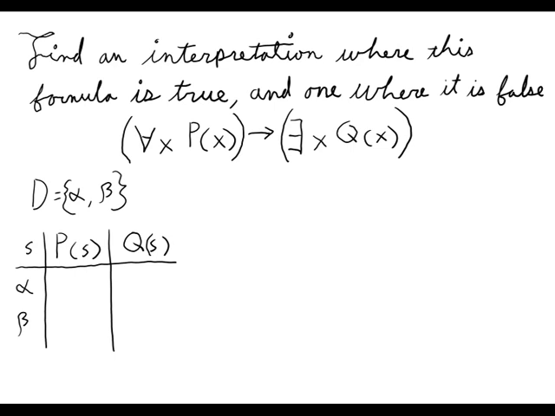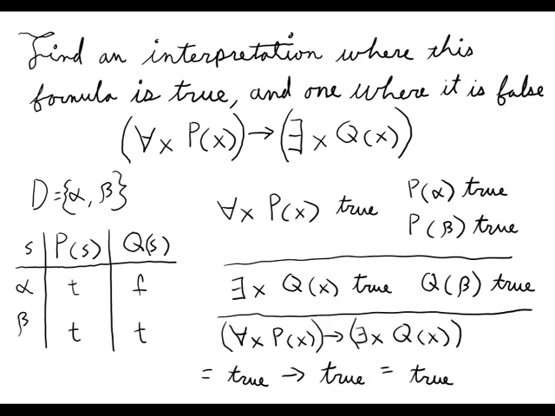Again, we need to choose truth values for the predicates P and Q for every value in the domain. To make "for all x, P(x)" true, we just make P(s) always be true, whatever value we substitute for s. And to make the formula "there exists x, Q(x)" true, we just need one value that we can substitute for s that makes Q(s) true. Now, since both "for all x, P(x)" is true and "there exists x, Q(x)" is true, the whole formula evaluates to true implies true, which then evaluates to true.